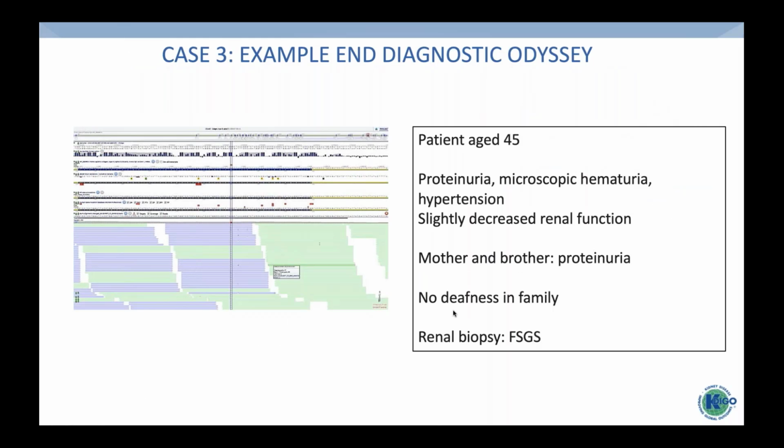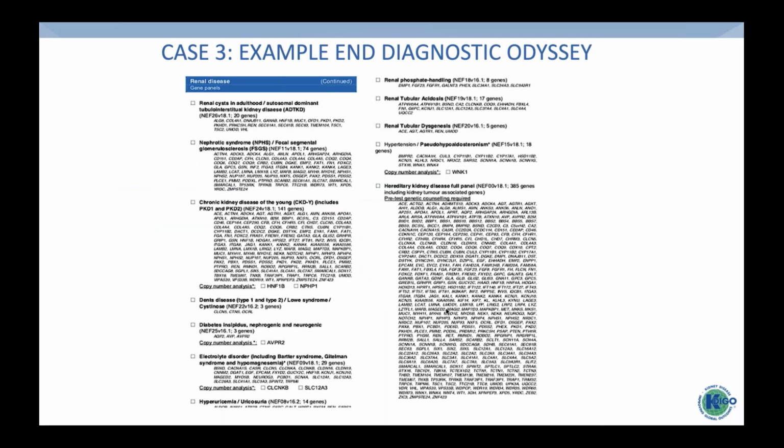So this is an example of an end of a diagnostic odyssey in a patient aged 45, known with proteinuria, microscopic hematuria and hypertension, and a slightly decreased renal function. His mother and brother also had proteinuria, and of course this points to genetic disorders. And you might think of Alport syndrome in this family. There was no deafness in the family, and also the renal biopsy didn't show any signs of Alport, but showed focal segmental glomerulosclerosis. So we performed a panel sequencing in this patient.